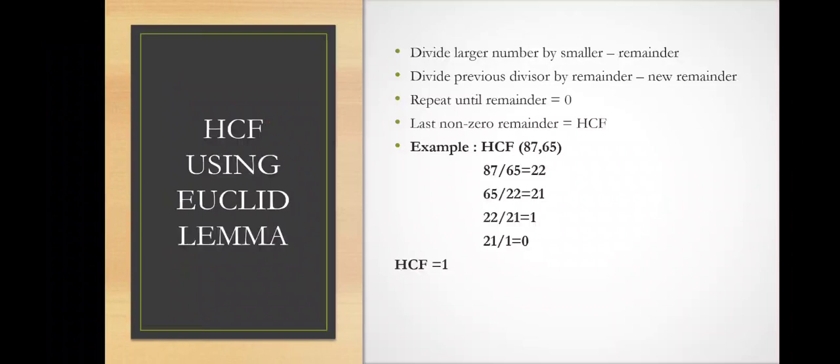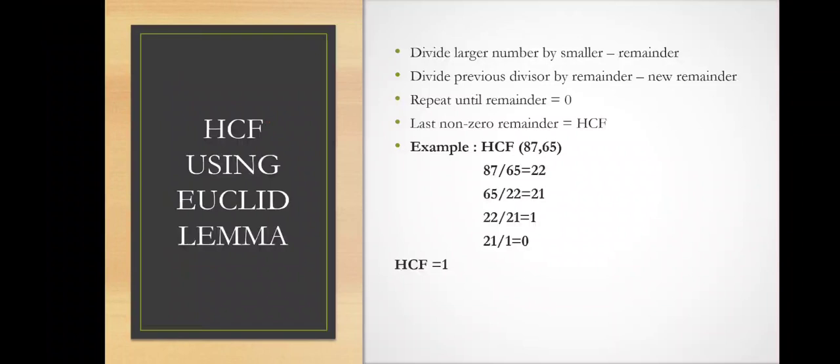Okay, let's move on. Now we find HCF using Euclid's method. First, divide the larger number by the smaller number. Then divide again using the remainder. Continue until remainder becomes 0. The last non-zero remainder is the HCF. Let us see the example.